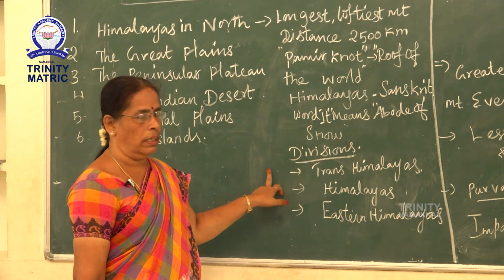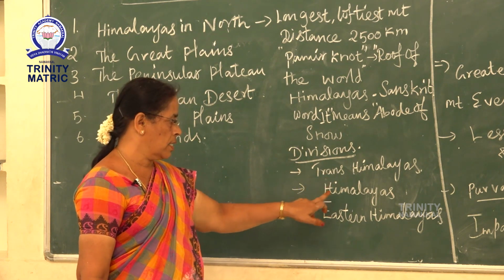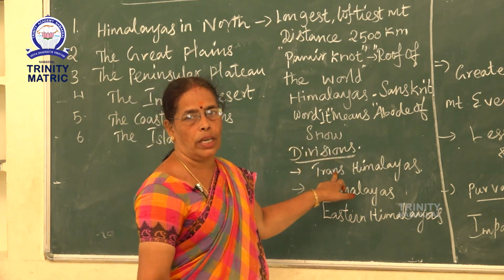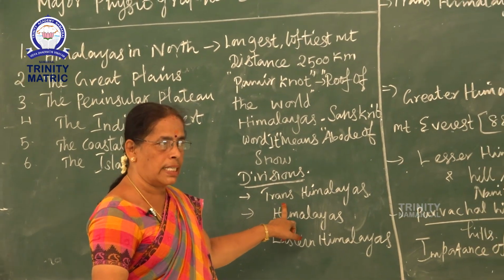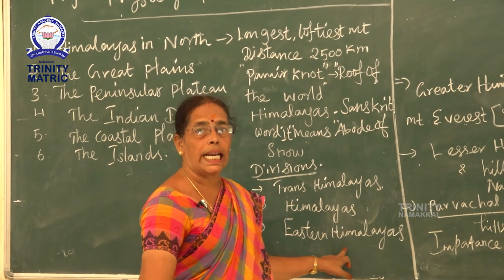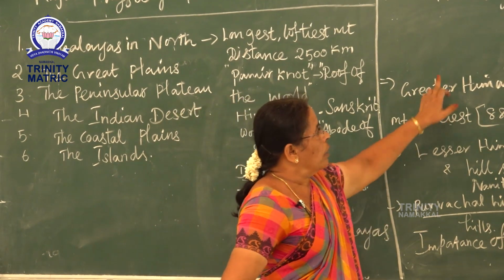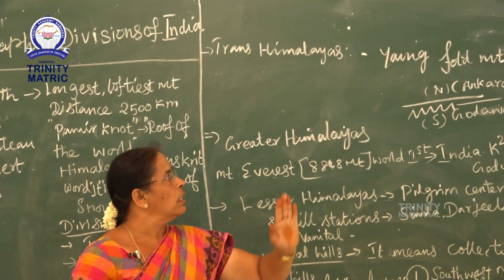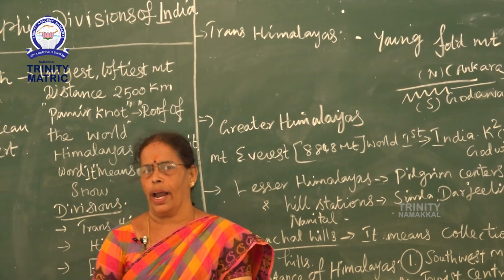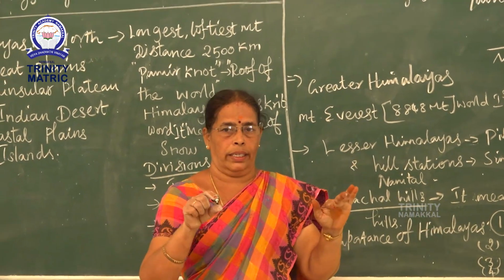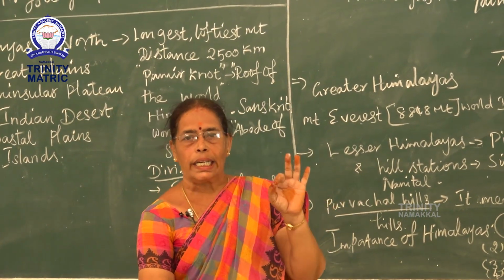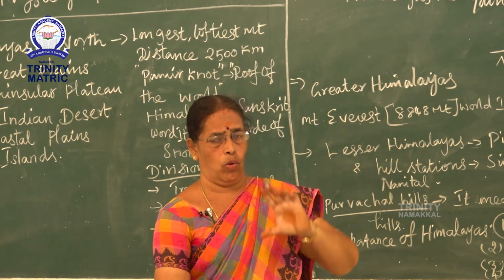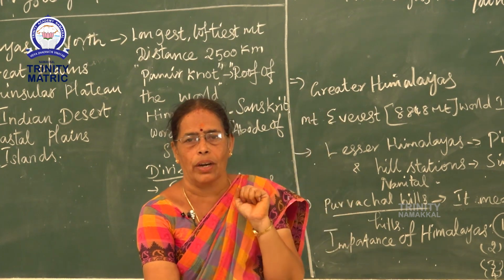And what is the division? The divisions are the Trans-Himalayas, the Himalayas and the Eastern Himalayas. What is the division of the Himalayas? Three. Now, what are the Trans-Himalayas? It is the young fold mountain. Why? Because among all the mountains, only the Himalayas are called young fold mountains. In the olden days, the land was divided into parts.